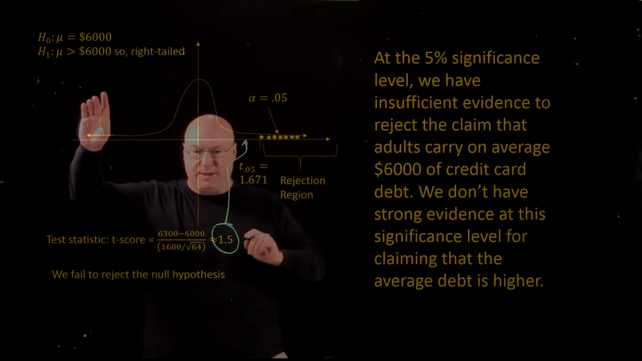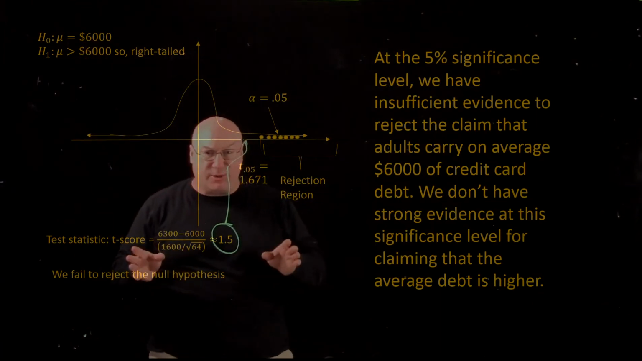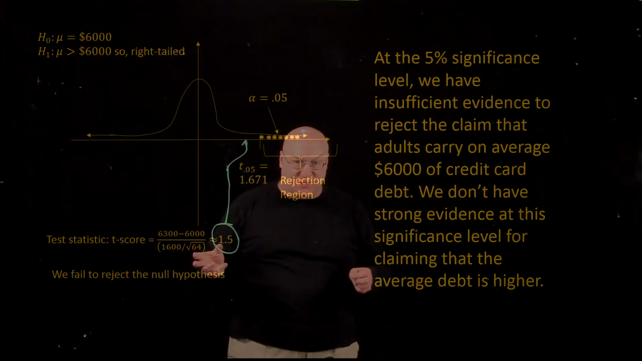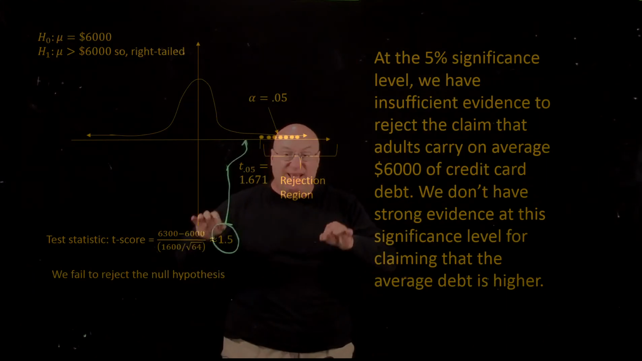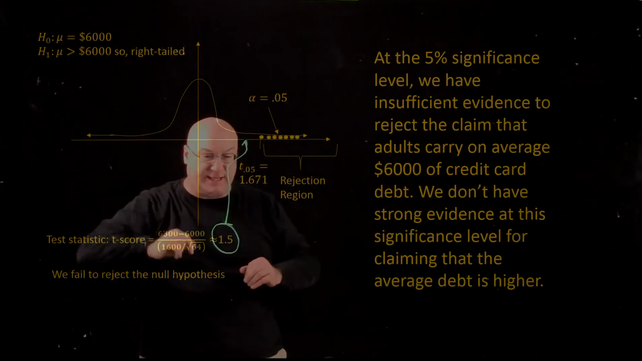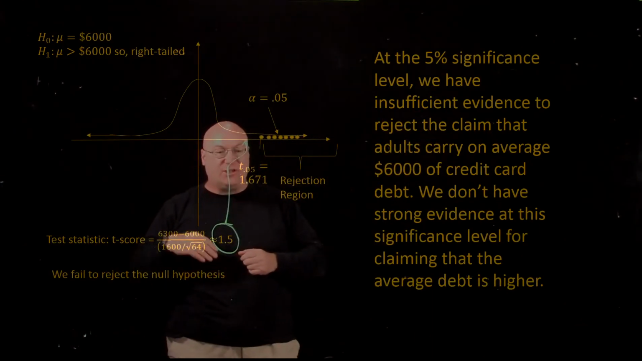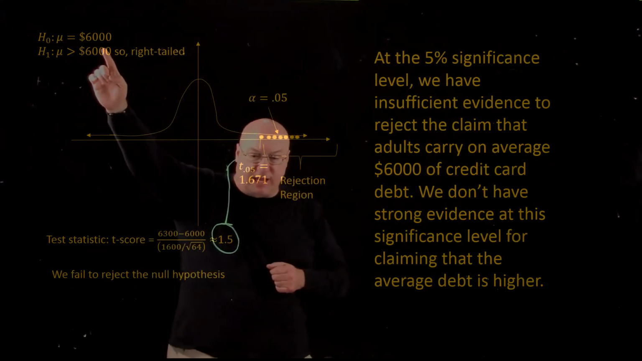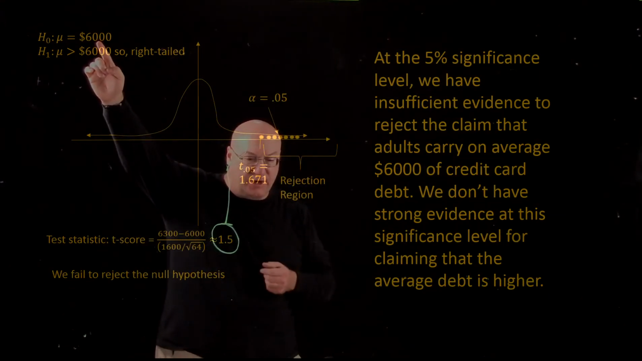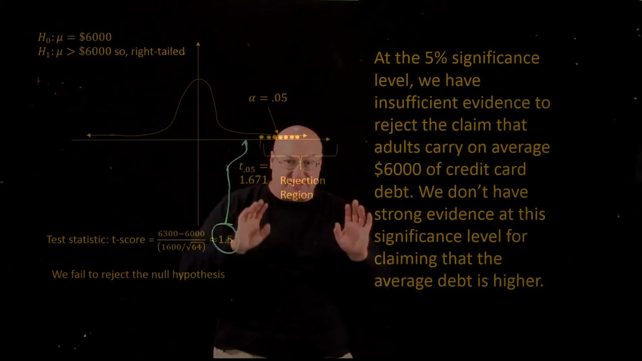And what is the null? It's that the mean is 6,000. So remember, the original claim was it's more than 6,000, right? But what we are going to reject, or in this case fail to reject, is the null, which is that it is 6,000. So at the 5% significance level, we have insufficient evidence to reject. We fail to reject the null, the claim that the mean credit card debt is $6,000.